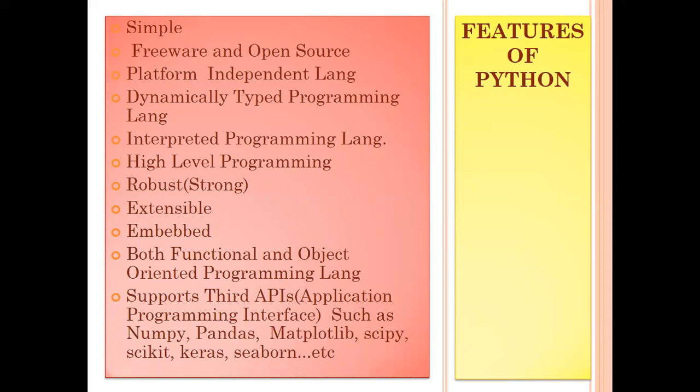Okay, now let's go ahead. As I've told you, it is simple, freeware and open source. These are the features of Python: platform independent language, dynamically typed programming language, interpreted programming language, a high-level programming language. Robust means strong. Extensible and embedded. Both functional and object-oriented programming language.